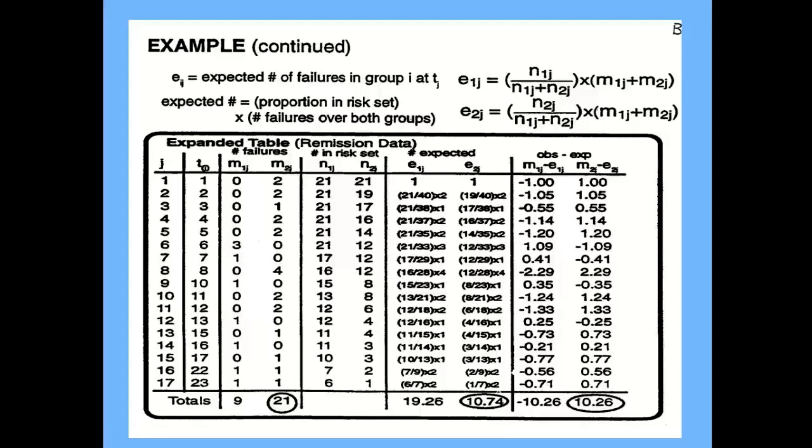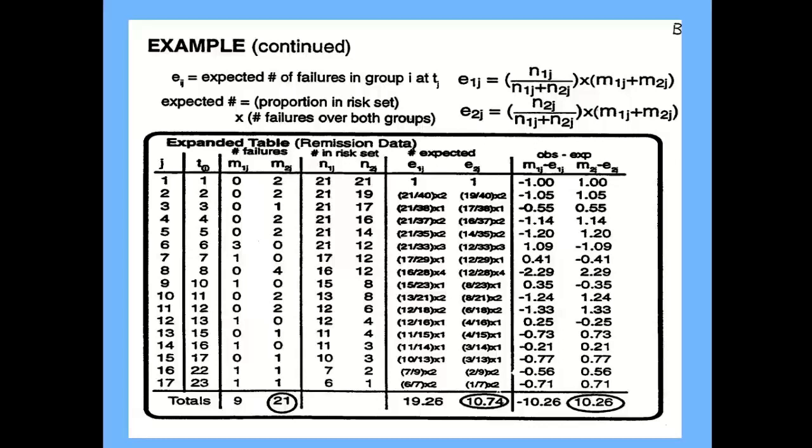Now, let me just show you for one of them. Okay. Now, look where it says expected, 21 divided by 40 times 2, and this is 19 divided by 40 times 2. Where does that come from? Where's the 21 over 40? Where does the 2 come from? It's the same 2. Well, 2 people at this time, in both groups overall, although it happened to be in one group, 2 people failed. That's the total number of people that failed.